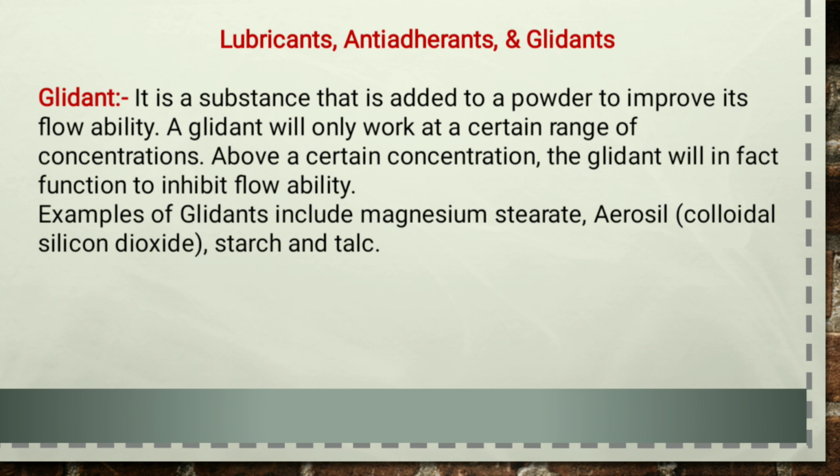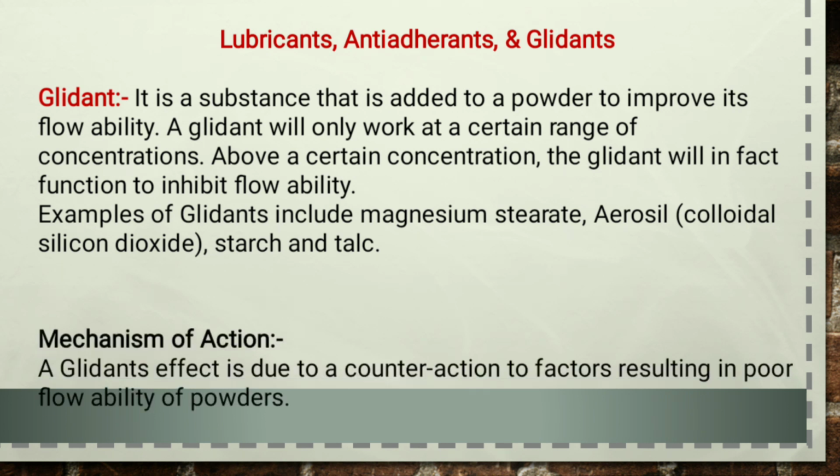Further, glidants. So glidants are the substances that are added to powder to improve its flowability. A glidant will only work at a certain range of concentration. Above a certain concentration, the glidant will in fact function to inhibit flow property or flowability. That is, if glidant is used in excess, then it is going to reverse the effect. In tablet manufacturing, glidants are usually added just prior to compression. The various examples of glidants that are used are magnesium stearate, then Aerosil, starch, talc, etc.